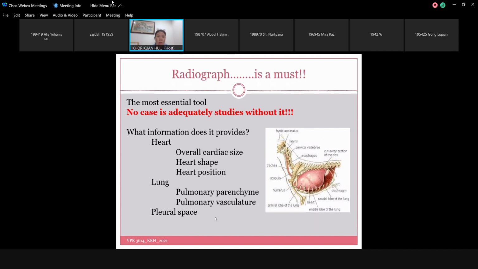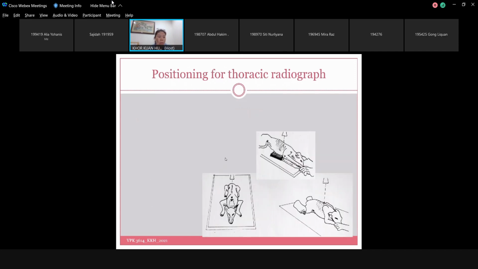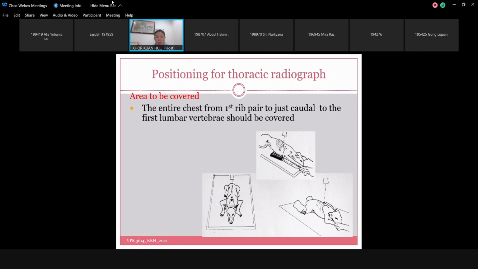All right. Now, when I take a radiograph of the thoracic cavity, let's say for a cancer case, I'm sure Dr. Lau would have mentioned you will want to take 4 views: right side down, left side down, DV and VD view. Okay, so this is just a revision. For me, a DV view and a right lateral recumbency is already sufficient.